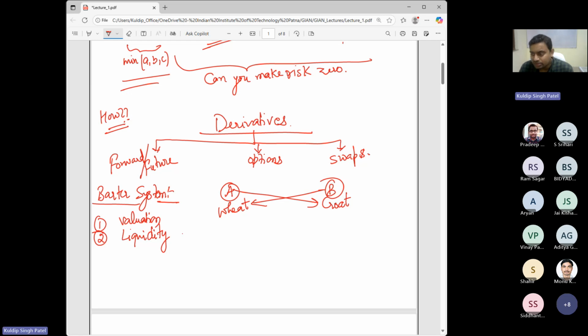Right. So liquidity might be a problem, that finding a suitable person may be challenging for you. Right. So one thing is valuation, another thing is liquidity. These two, we can simply say, are the challenges. So that's why currency came.